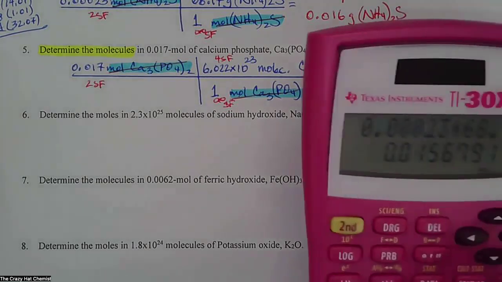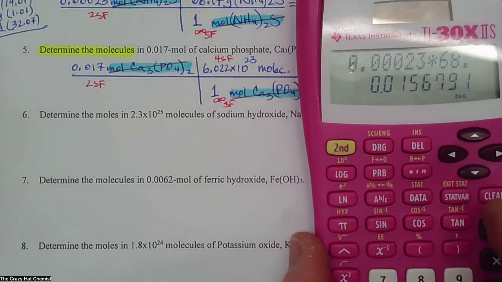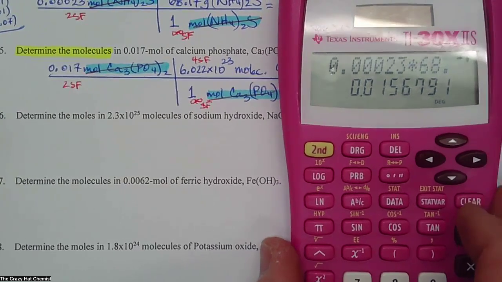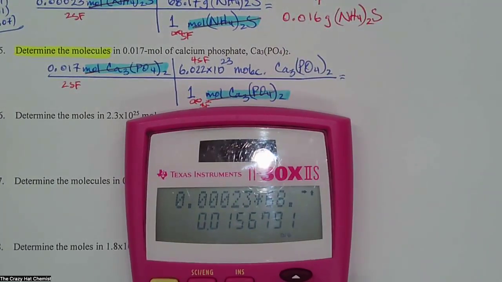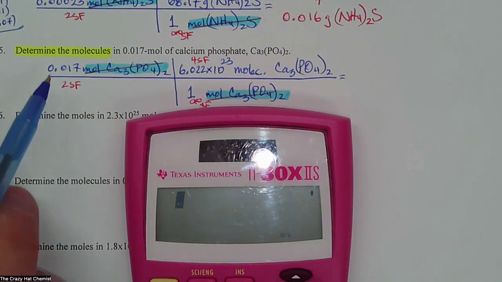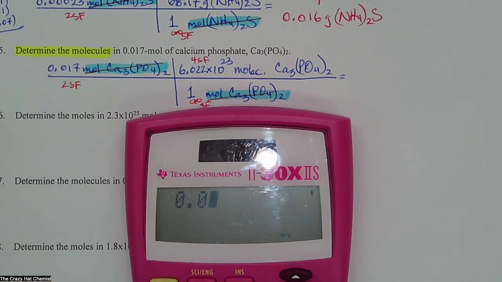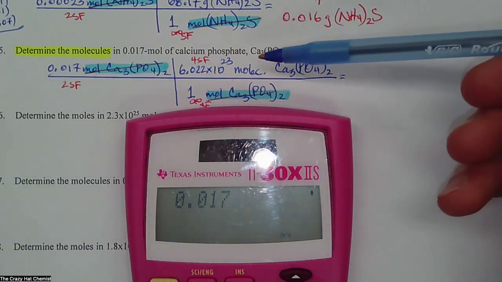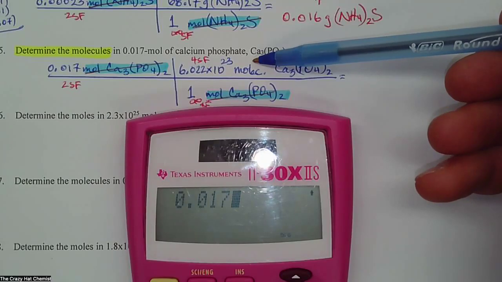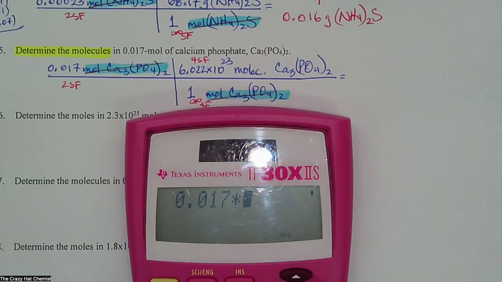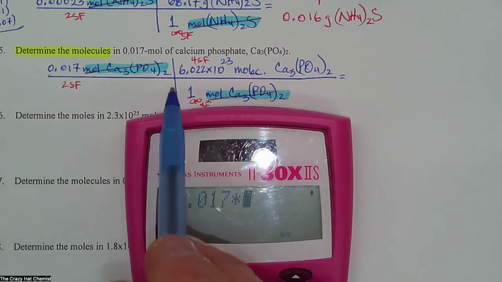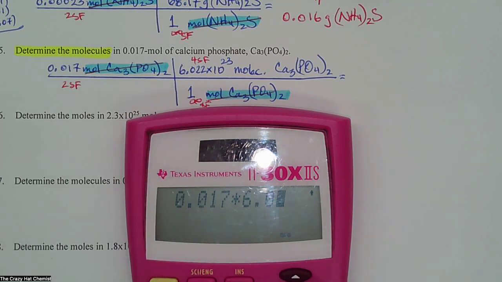We're going to plug this into our calculator, and I'm going to show you how to do this here. So pay particular attention. Let's slide this over. And here we go. We're going to clear that out. We have our first number, which is 0.017. And then we are going to multiply by Avogadro's number. So it's going to be a times, and then it's 6.022.